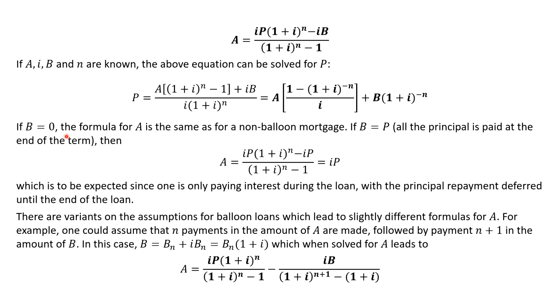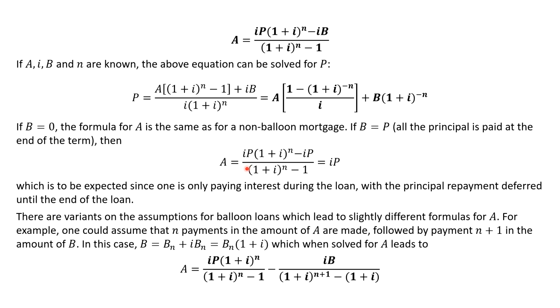If B equals 0, the formula for A is the same as for the non-balloon case, where you have a mortgage or a car loan. So I mentioned this already. And if B equals P, so if you plug in P here for B, all the principal is paid at the end of the term.